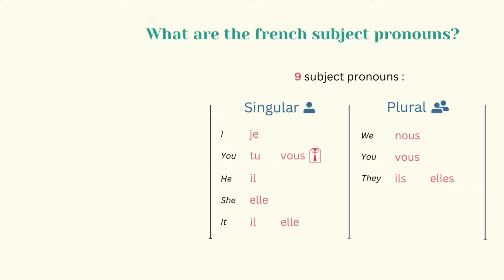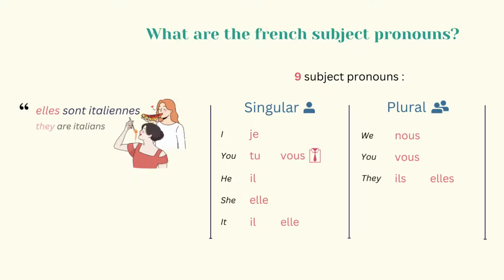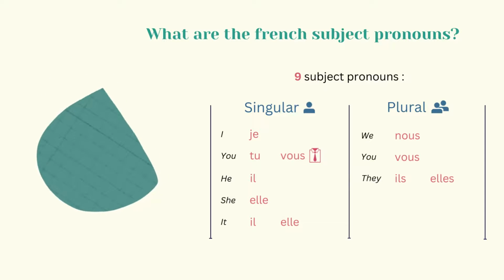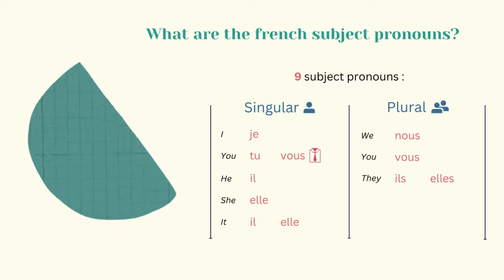The last pronoun is elles. We use it to talk about a group of people that includes only women or only feminine objects. For example, elles sont italiennes. Elles sont rouges.